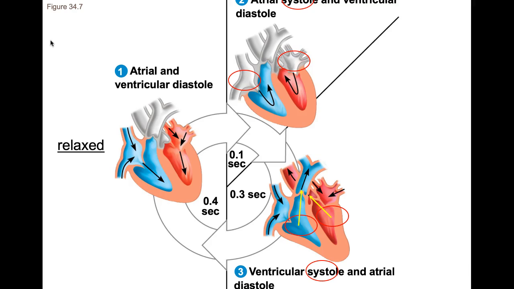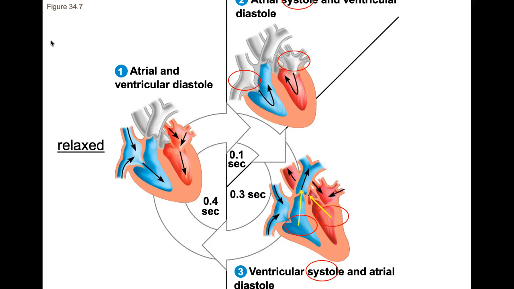Working up to number 2, so clockwise. Oh, and the last phase takes 0.4 seconds. Okay, so number 2, taking a tenth of a second, the atrium contracts, or it's doing its systole phase. I circled with the red circles, if you can see them, that's the part of the heart that's contracting.